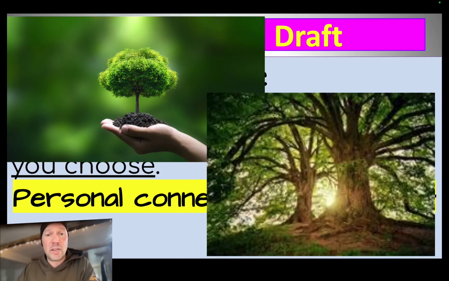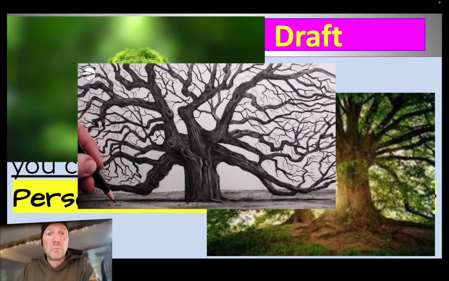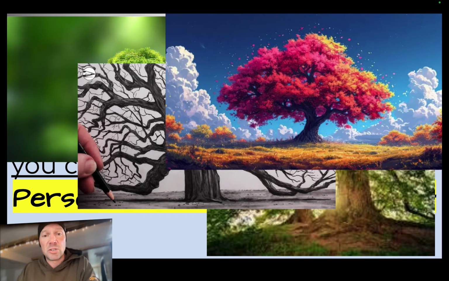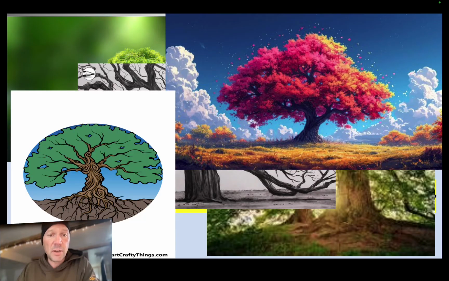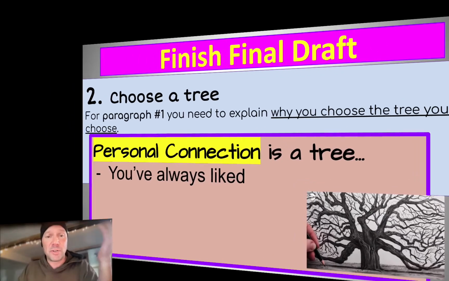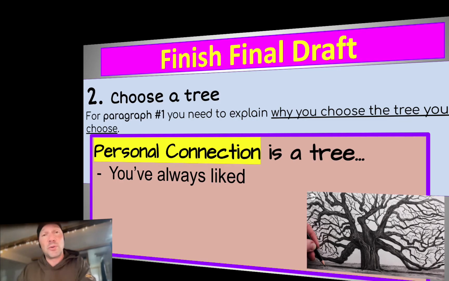We're supposed to be doing an image of a tree. We're supposed to be connecting ourselves to this tree. And you're really welcome to choose a lot of different trees, including ones that don't exist. We can talk more about that, but when you're ready at this point, you need to come talk to me. So a personal connection is a tree you've always liked. Like a lot of people around here say redwoods. You can choose a redwood, sequoia, because they grow tall and they're one of the longest lived species on Earth.